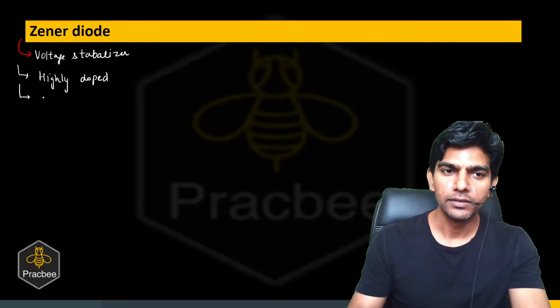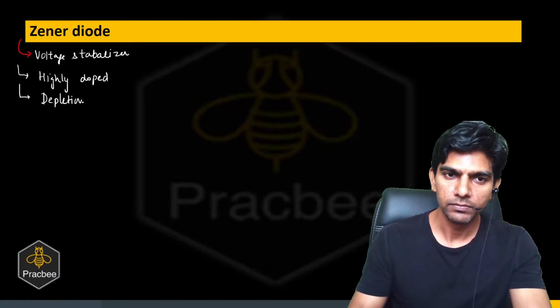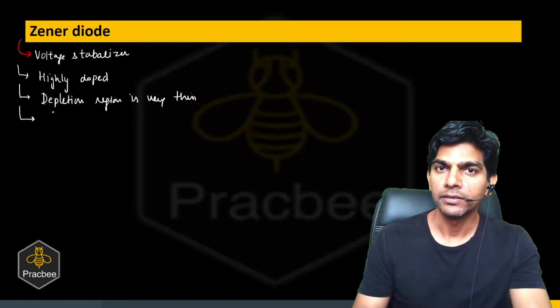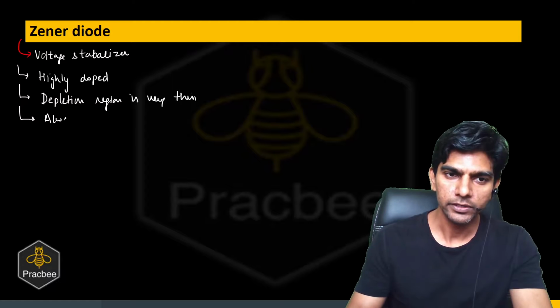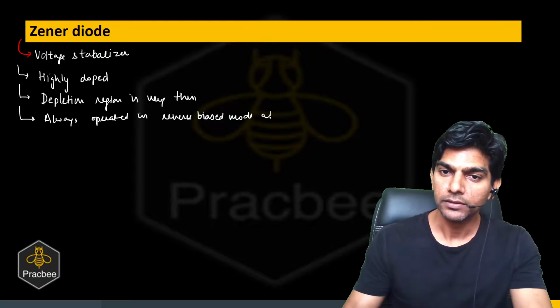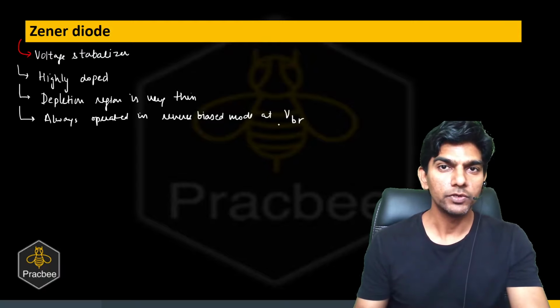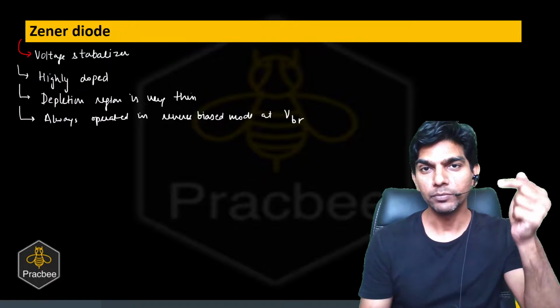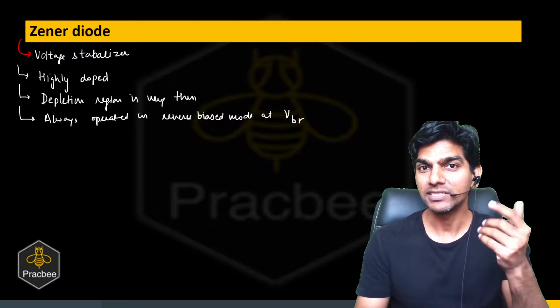And in this, we do the doping such that the depletion region is very thin. And there is one more thing, that it is always operated in reverse biased mode at breakdown voltage. So we'll use this Zener diode at breakdown voltage. And why do we use breakdown voltage? Because at the breakdown voltage, we have a range of currents for the same voltage.